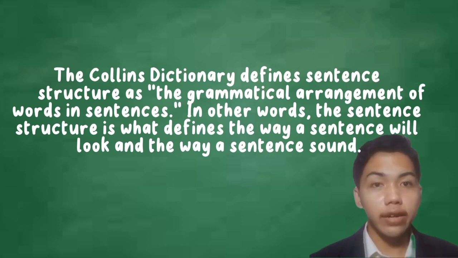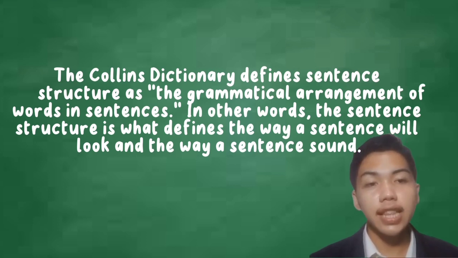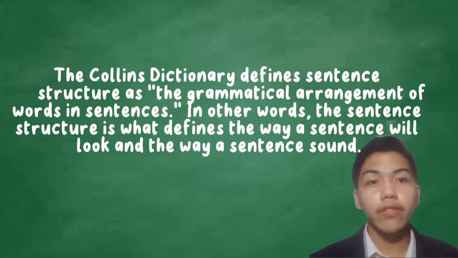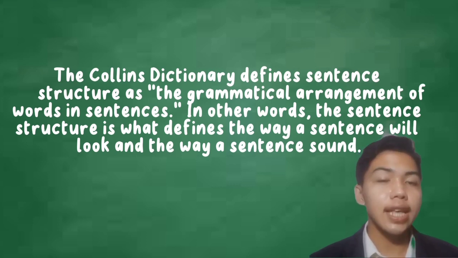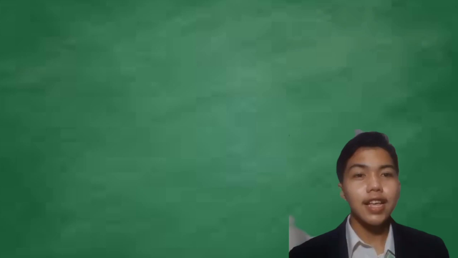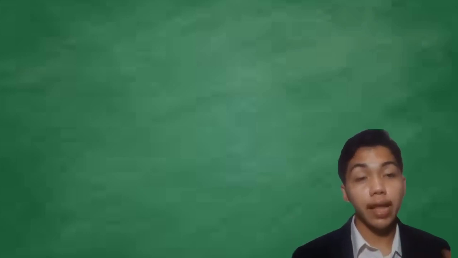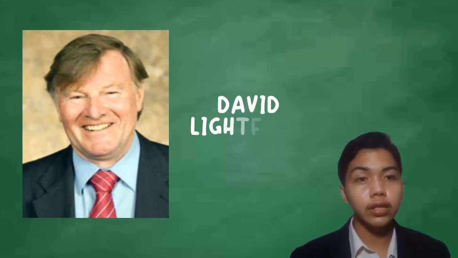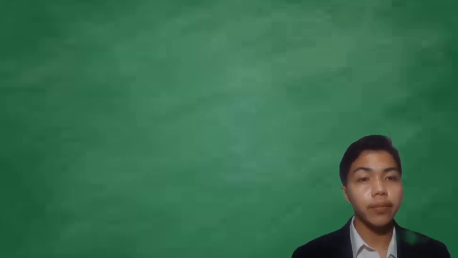The Collins Dictionary defines sentence structure as the grammatical arrangement of words in sentences. In other words, the sentence structure is what defines the way a sentence will look and the way a sentence sounds. So let's focus on our main topic, which is Chapter 3, The Structure of Sentence by David Lightfoot and Ralph Fussell. So let me read all the key terms for this chapter.